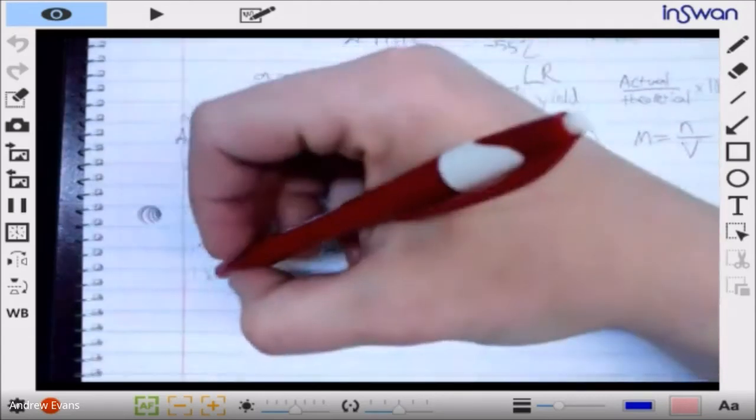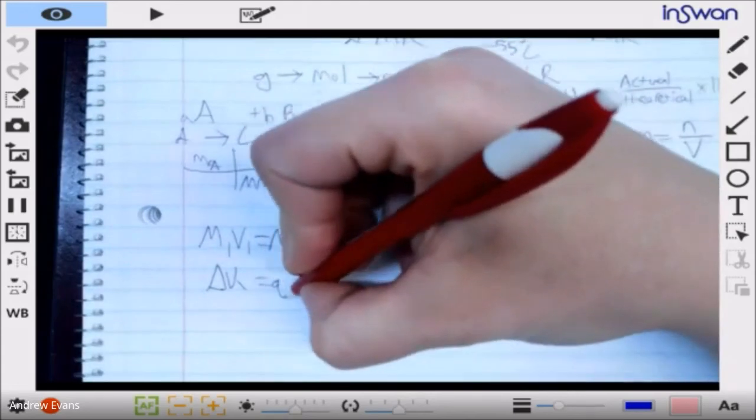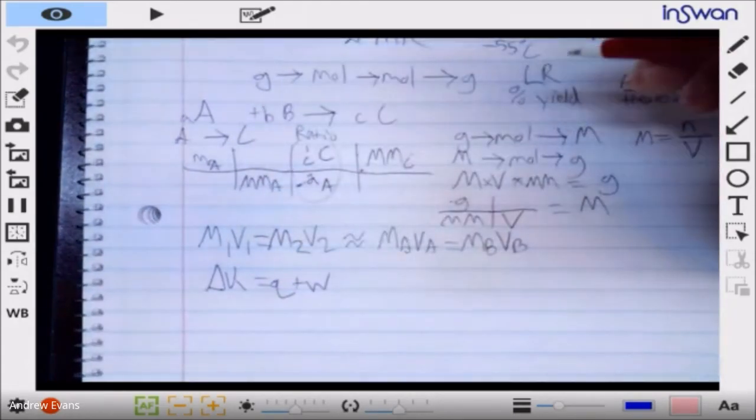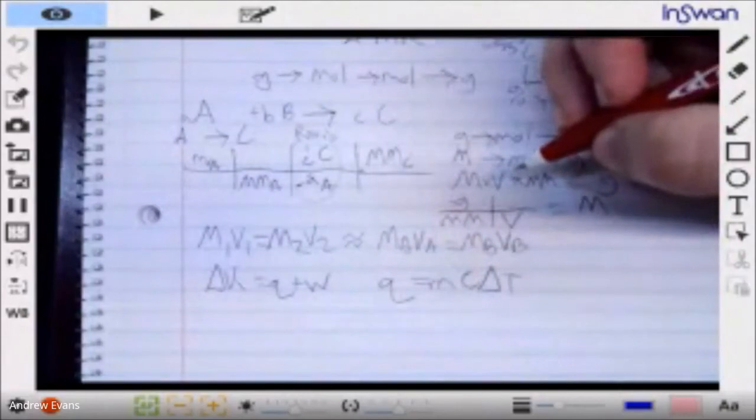In chapter 10, we looked at internal energy, which was a very small part, where the internal energy is heat plus work. Heat flow is equal to mcΔT. The heat Q equals mcΔT. Q equals mass times specific heat times change in temperature.